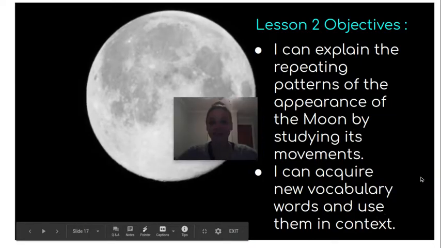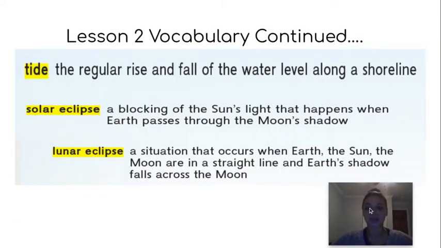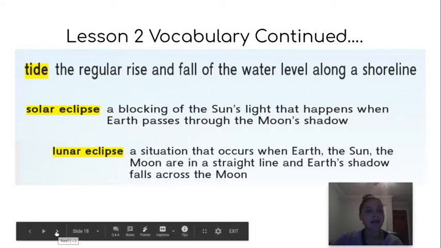Okay, so here are our objectives. And I already introduced them in the first part. And so we have the same objectives for part 2. So I'm going to slide over this. Okay, so here are the rest of our vocabulary words for lesson 2 that we're going to talk about in this section of the video. And so we have tide, which is the regular rise and fall of the water level along a shoreline, solar eclipse and lunar eclipse. And we're going to be talking about both of these eclipses and how they are different and when they occur. Okay, so we will be reading about both and learning about both eclipses as well as tides.